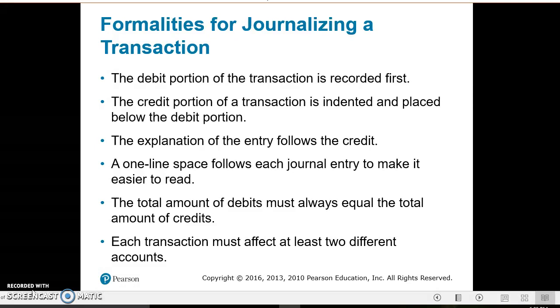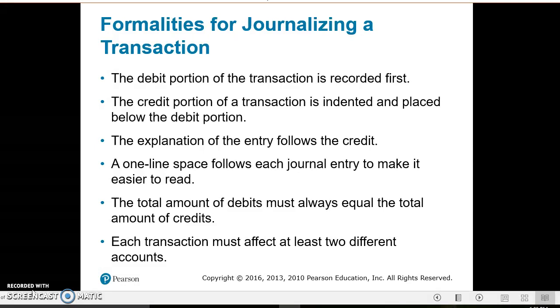So if you have more than one debit in an entry, you're going to list all those debits first, and then you'll list the credit. If you have more than one credit, you list the debit, indent all the credits, and place them below the debit. There's usually an explanation that follows the credit that pretty much says why we did this entry. Sometimes they'll say paid utilities for July. It may say paid rent for July, paid salaries, accounts receivable for services done, whatever it might be.